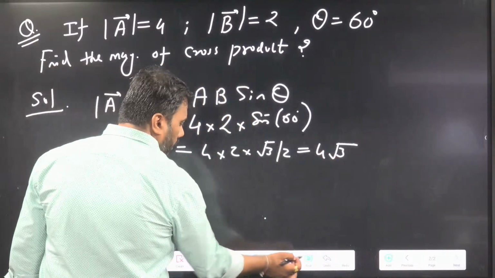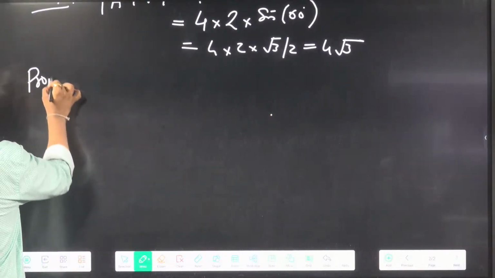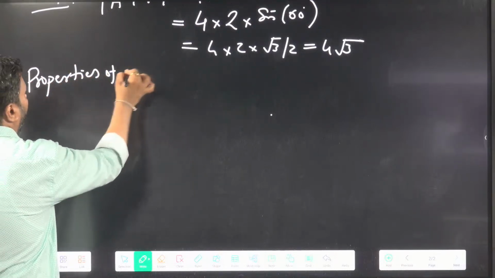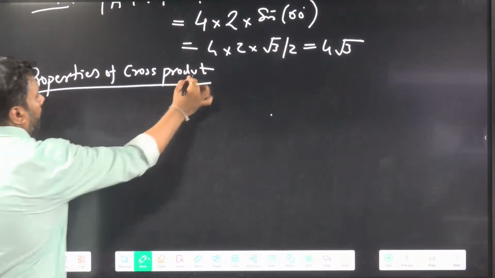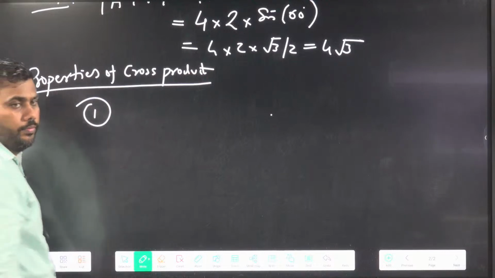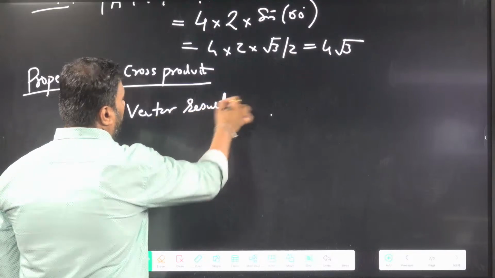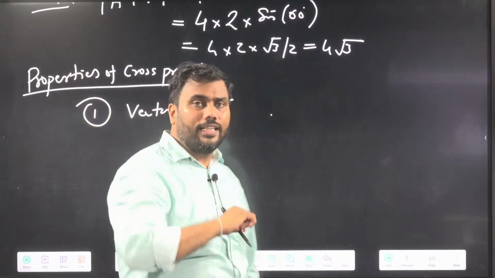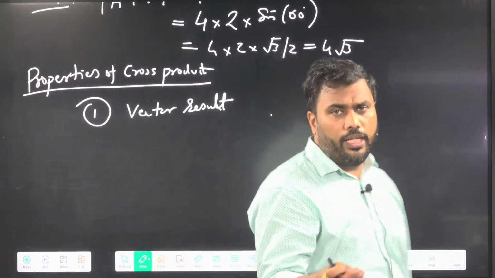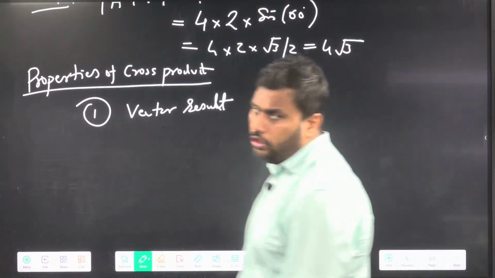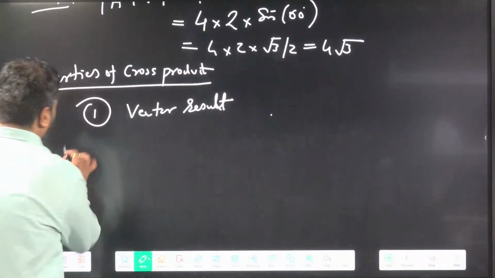Okay. Now let us see the properties of cross product. First, cross product gives you a vector result, whereas dot product was giving you a scalar result. Cross product is giving you vector result. That's why the name is also vector product. So first property may be cross product gives you a vector result. Very simple first property.